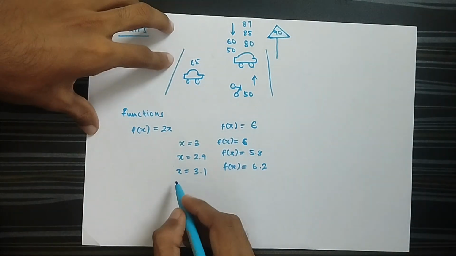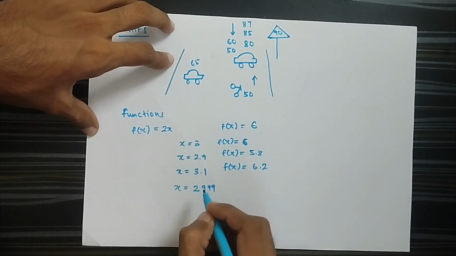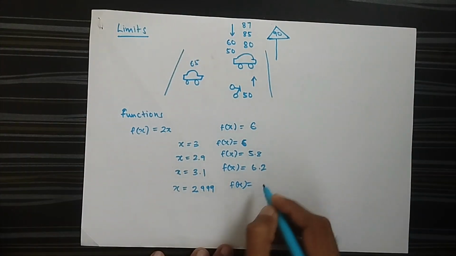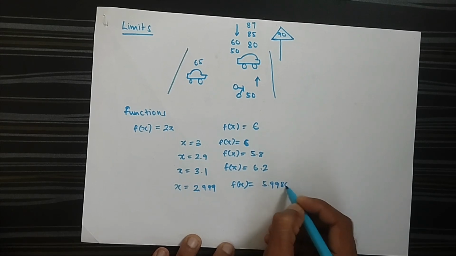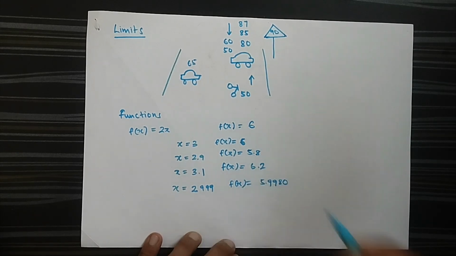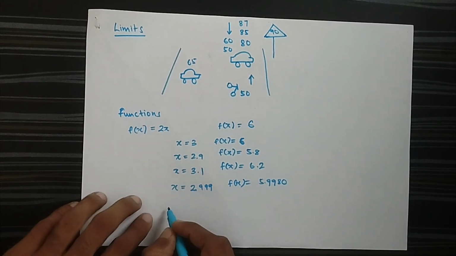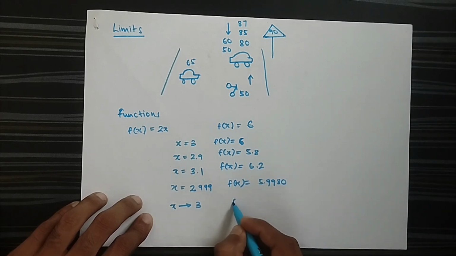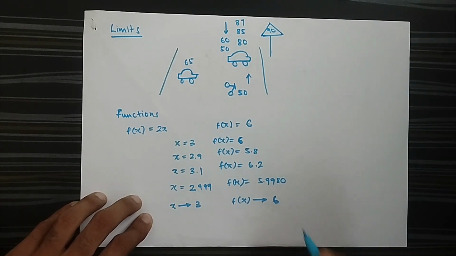So suppose we give x equal to 2.999, this is really close to 3. So what will f of x be in this case? It will be 5.998. So this is really close to 6. It's closer than how 5.8 was. So we can see as x moves closer and closer to the number 3, f of x goes closer and closer to the speed limit, which is 6.